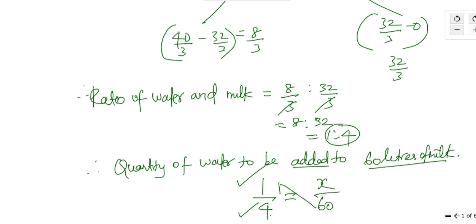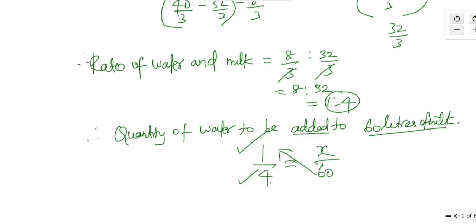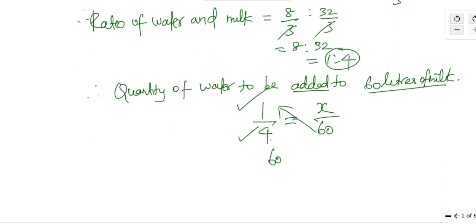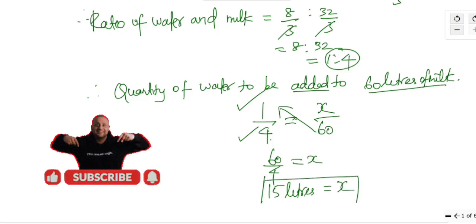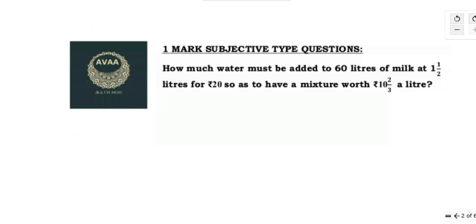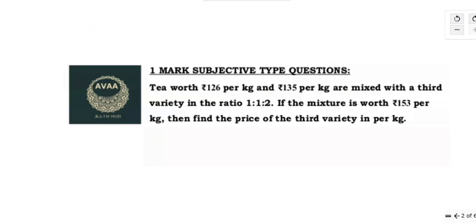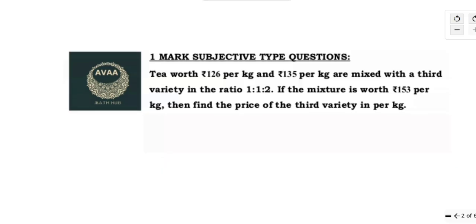So this can be moved onto the top, onto our left. So that becomes 60 over 4, that is nothing but 15. So 15 liters has to be added to our 60 liters of milk. So this is our required answer. Now let's look into the second question. This is also a subjective type of question.